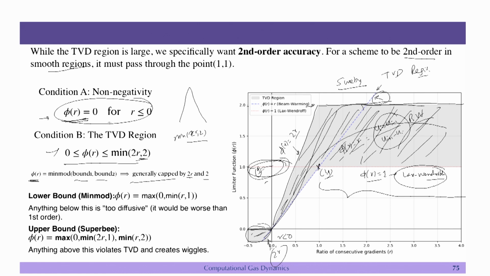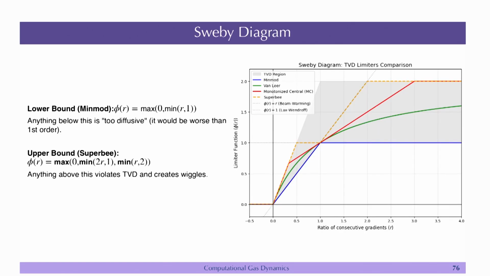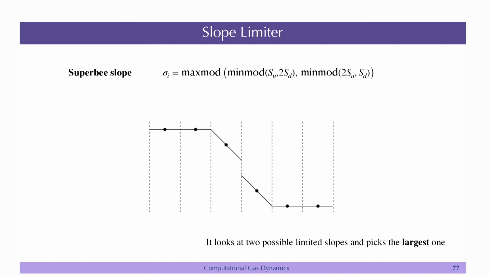Okay. So, let us look at some other limiters. Yeah, this is the same diagram. I will come back to this picture soon. So, we will have another slope called the superbee slope. As we discussed, we can go to twice the slope. So, we will have one minmod coming from the minimum of SU and 2 SD, and then we will have another one which is twice the upwind slope and the downwind slope. So, take the minmod of this and the minmod of this, we have seen the definition of minmod earlier, and then pick the maximum slope of that. So, this is called the superbee slope.